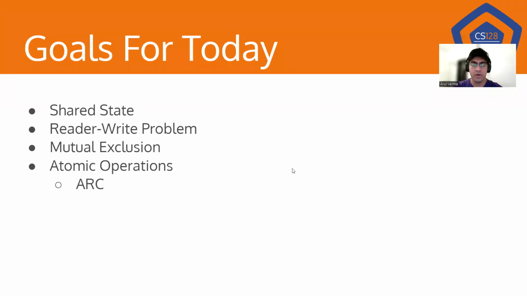So our goal for today is to talk about shared state, the idea of sharing data across threads, and why that's important, specifically in the form of the reader-writer problem. And we'll also go over mutual exclusions, or mutexes, and atomic operations, specifically in the form of the Arc, which is used to get around mutexes and the issues that come with mutexes.